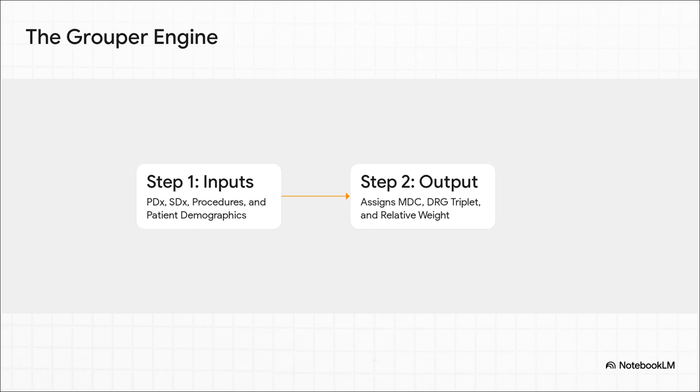Then comes Step 2. The engine crunches all of that data and spits out a highly specific output. It assigns a major diagnostic category, or MDC, selects the specific DRG triplet, and calculates the final relative weight, which is the magic number that directly dictates the hospital's reimbursement.